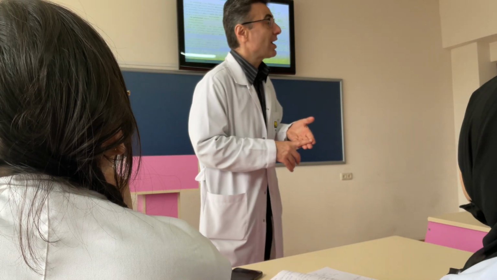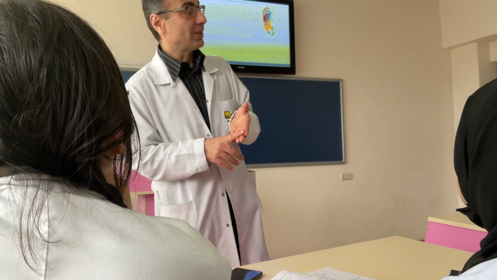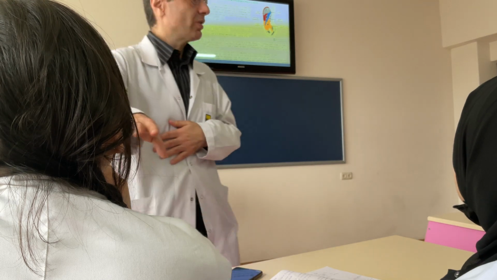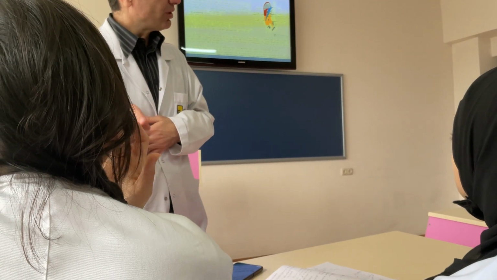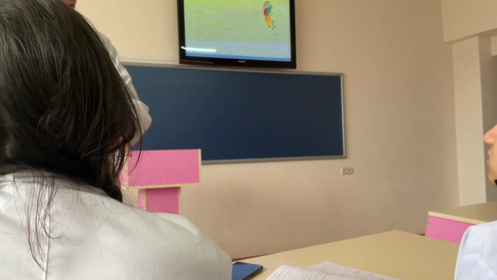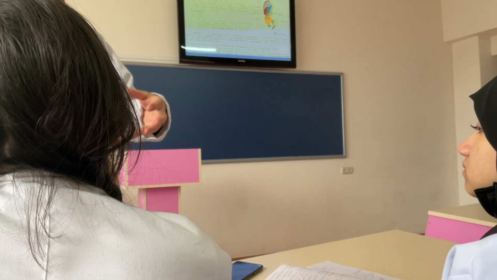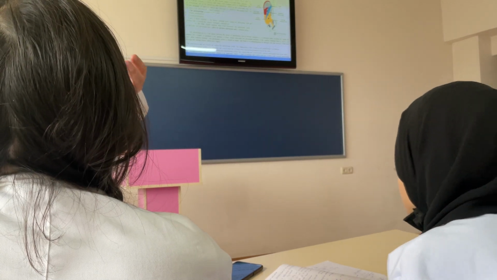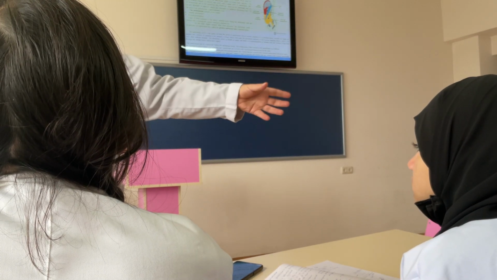The greater omentum has a protective effect in case of inflammation of the intraperitoneal structures. For example, the intestine is inflamed. What is the function of the greater omentum? In this region, it starts producing fibrin, and it is glued to this inflamed structure. It prevents spreading of the inflammation.